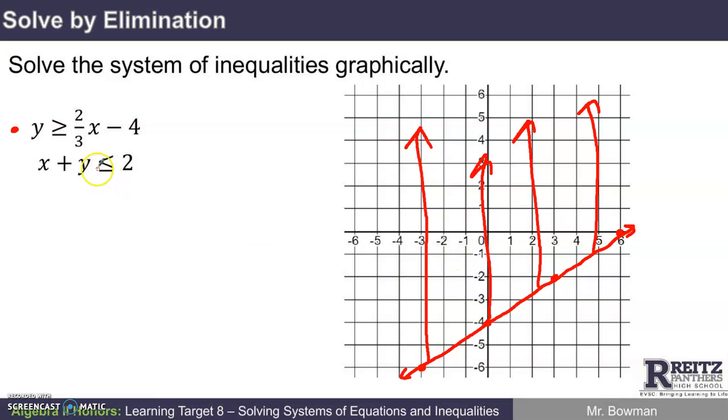The other one is slightly problematic, isn't it? It's not solved for y yet, but we can fix that pretty easily by putting negative x on the right side of the inequality. y is less than or equal to negative x plus 2. Remember, we don't flip this sign unless we multiply or divide by a negative. So this would be the line that has a y-intercept of 2 and a slope of negative 1. Down 1, right 1. And this is also going to be a solid line.